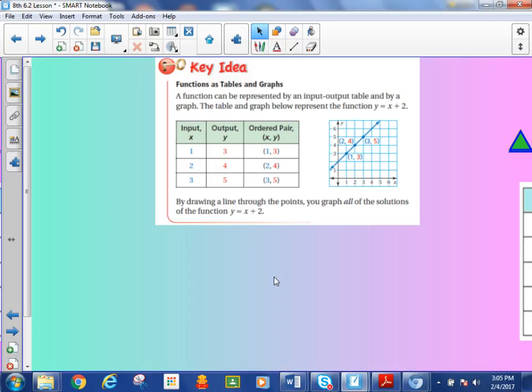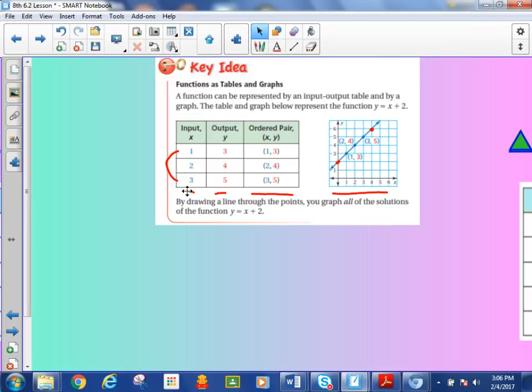So you'll notice we have our inputs and our outputs here, and then they've set them up as coordinate pairs. From there, they've gone through and actually graphed it on a coordinate plane to show you that here our function, you should end up with a perfectly straight line when you do a function. So it says by drawing a line through the points, you graph all of the solutions of the function y equals x plus 2. So even though when they went through and did this, they only did 3 sets for our function, you'll notice that here's a point as well as this point that also fall in the line. Those would also be solutions to that function or that equation.